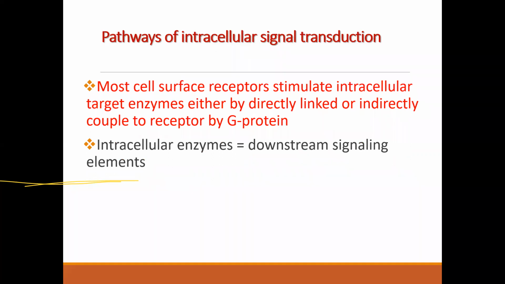The third part of this lecture is the pathway of intracellular signal transduction. Okay. Most of the cell surface receptors stimulate intracellular target enzymes, either by directly linking, or indirectly coupled to the receptor by G protein. Okay. Intracellular enzymes, after being activated, can control the downstream pathway of the reaction in the target cell.